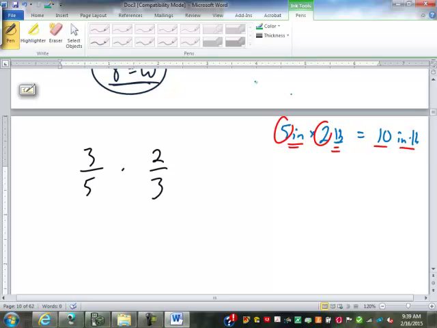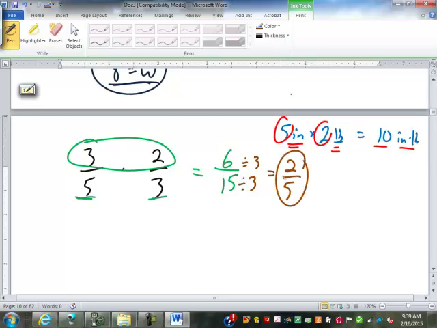You combine the counts. Well, in a fraction, the counts are just the numerator. So you're going to multiply 3 times 2 is 6. Then you also combine the names. The names are the denominator. So you're going to multiply 5 times 3 is 15. And now, of course, looking at that, you realize that that can be reduced. Both 6 and 15 can be divided by 3 to give us 2/5.